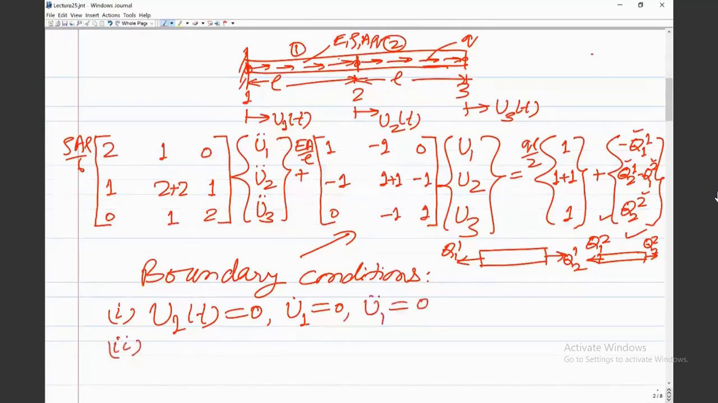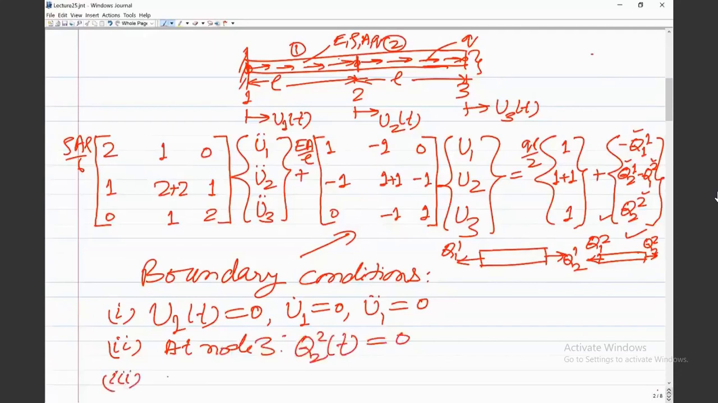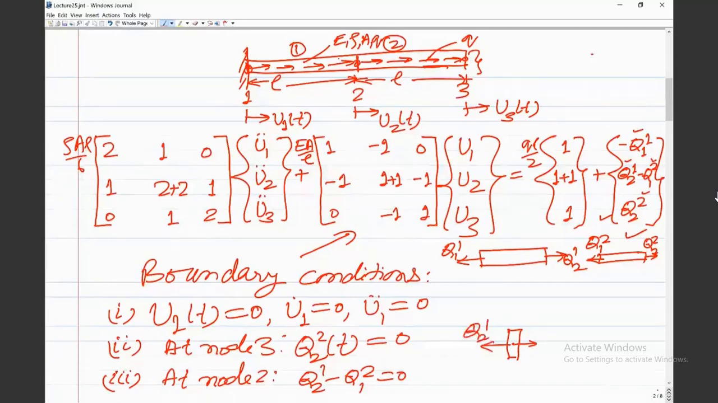Second, node 3 is a free node. There is no external concentrated load applied, so at node 3 we will have Q22 equal to 0 at all time instances. The third condition is at node 2, where we will have Q21 minus Q12 equal to 0. This comes from the equation of motion for node 2. This side is the force Q21, which is opposite to what is shown in the element, because I am showing it at node 2, and this is Q12. Since the node has mass 0, we get Q12 minus Q21 equal to 0. So these are the boundary conditions.